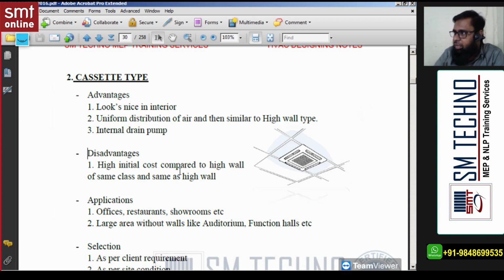Disadvantage: the initial cost is high compared with the high wall. High wall means 25 to 40% max, and the remaining is the same as the high wall. Okay, next.